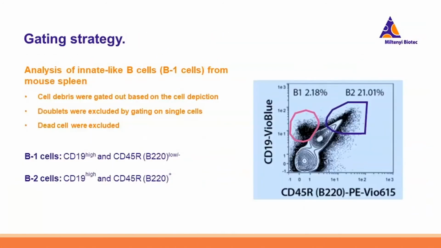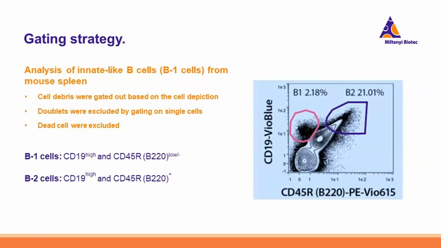And now I'm going to show you the application data on this. We have the very same starting point in the gating strategy. We first exclude cell debris, doublets, and dead cells. I'm not going to show you that again, so you already know this. And then you can gate for the B1 and the B2 cells.